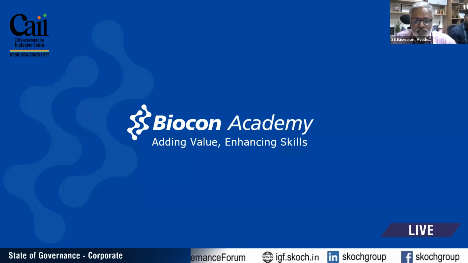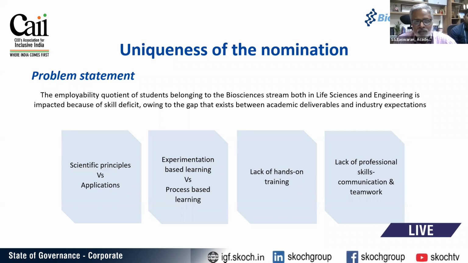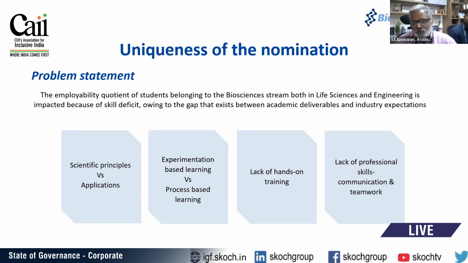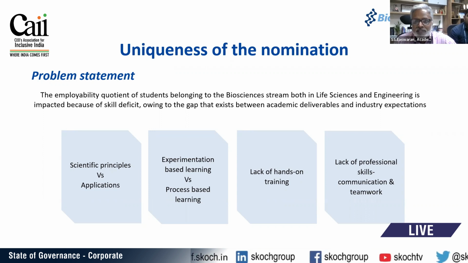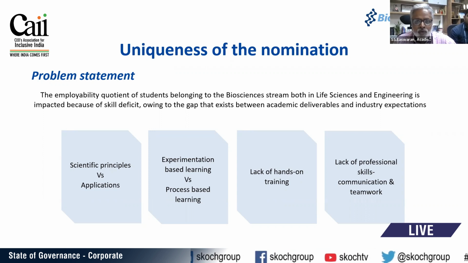And one of the skill gaps which we are actually working on is in the bioscience area. Particularly, we are seeing that the employability quotient of students belonging to the bioscience and life science areas is very low, particularly because of the skill deficit. A lot of times they apply for jobs, and most of the time they are looked at as freshers, and the opportunity is given to people with a year or two of experience. When we pondered on it, we could clearly figure out the elements that are associated with the skill gap.